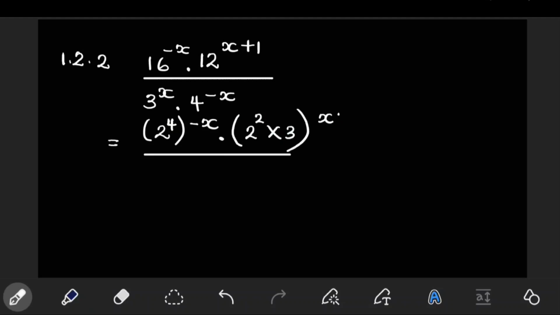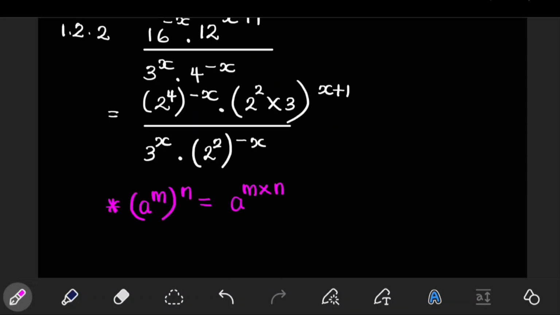Its existing exponent goes outside the bracket. In the denominator, 3 to the power x, that's fine because 3 is a prime number. 4 we can rewrite as 2 squared, and the minus x goes outside the bracket. Now your next step is to get rid of all the brackets. So here's how we're going to do this.